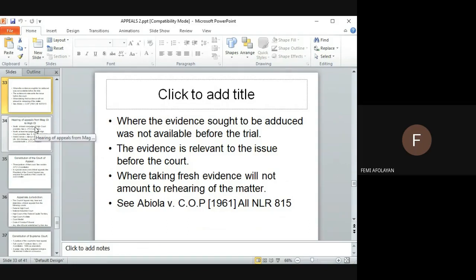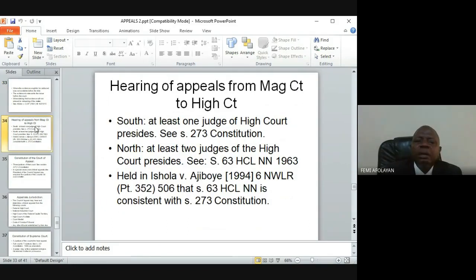So in all this, hearing of appeal from magistrate court to the high court, the composition. In the south, at least one judge of the high court presides. See section 273 of the Constitution. In the north, at least two judges of the high court preside. See section 63 of the High Court Law of Northern Nigeria.